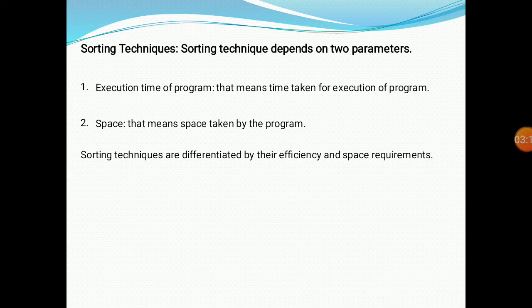Now we come to the analysis part of algorithm. The analysis of algorithm depends upon two parameters, as we have already discussed in our previous classes. So the two factors which are responsible for algorithm efficiency are the execution time of the program, and second, the space occupied by the program.